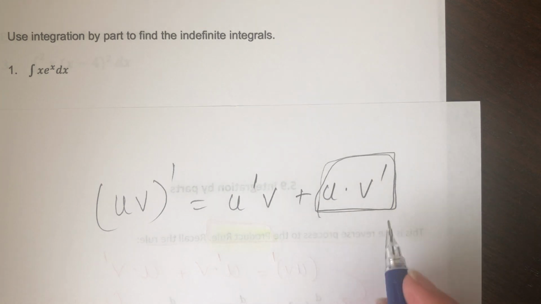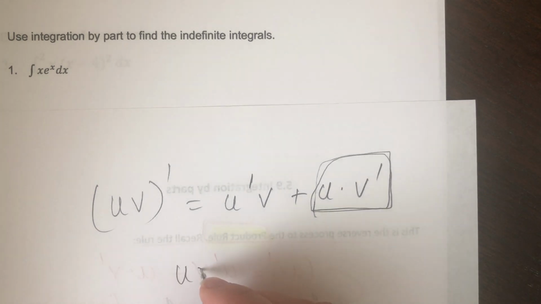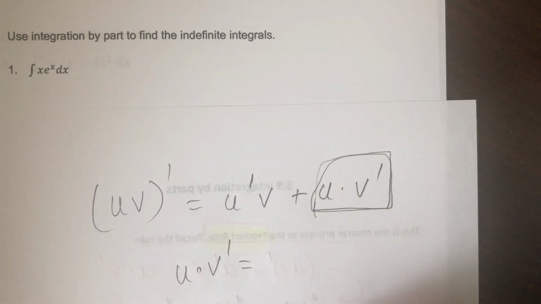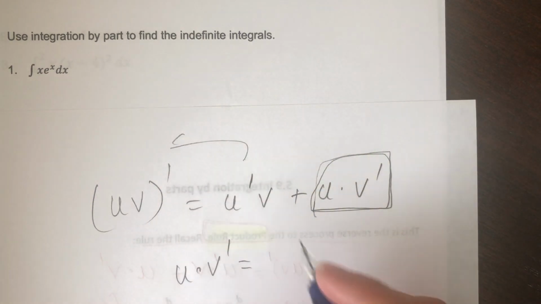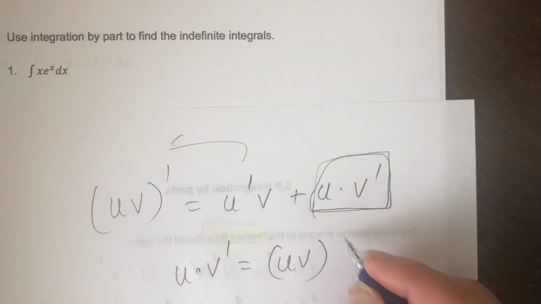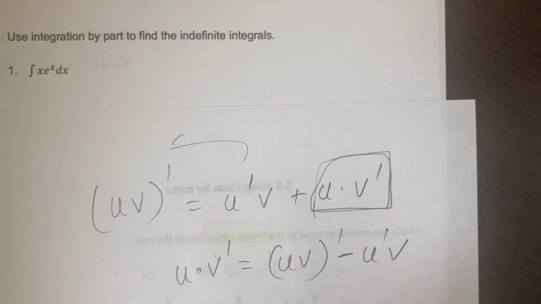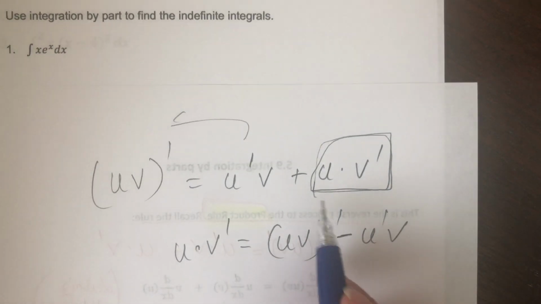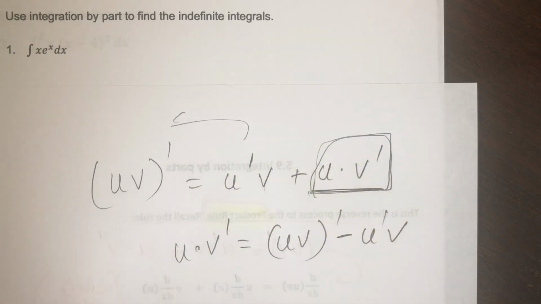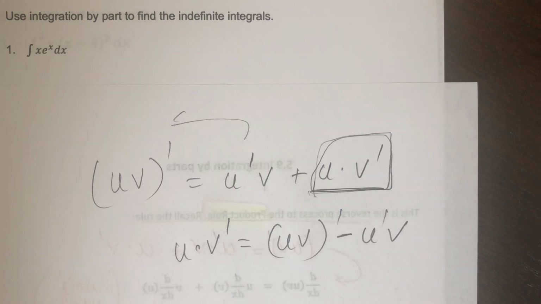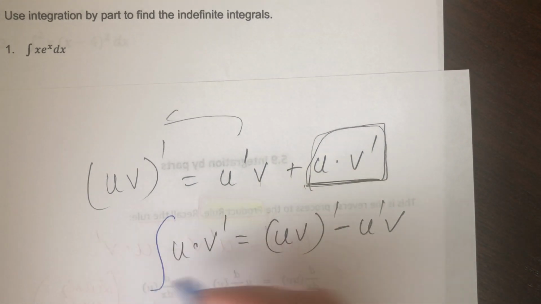So what we're doing is we are solving for one of these terms. So what does u times v prime equal to? U times v prime is simply going to equal uv prime minus u prime v. So all I'm doing is just solving for this term, yes? So I'm throwing this guy over. And now I'm taking the integral on all sides.